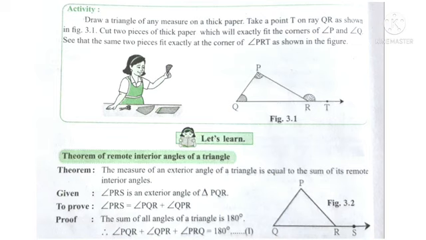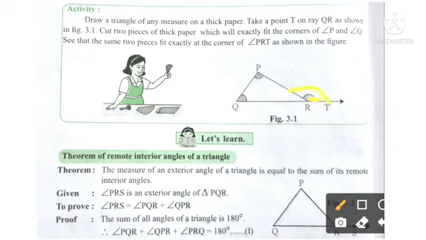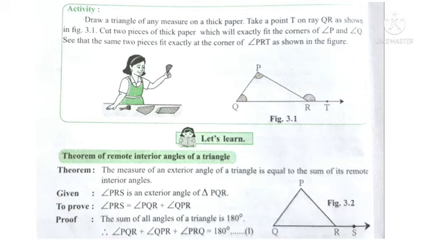Which are the remote interior angles here? See here, in the above figure, PRT is the exterior angle. Its measure is the same as angle P plus Q, and angles P and Q are called remote interior angles. हे इंटिरियर एंगल्स आहेत, पण हे R च्या लगतचे नाहीत, हे लांबचे आहेत. Okay, so from this we write: measure of exterior angle is equal to sum of its remote interior angles.